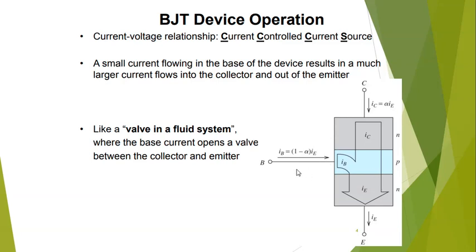So now, what opens and closes this valve? The current at the base does that. If there is some current in the base, it means that the valve is on, so the current can flow from collector to the emitter. It means the transistor is on. If there is no current here in the base, it means the transistor is off. So nothing can pass from here to here.